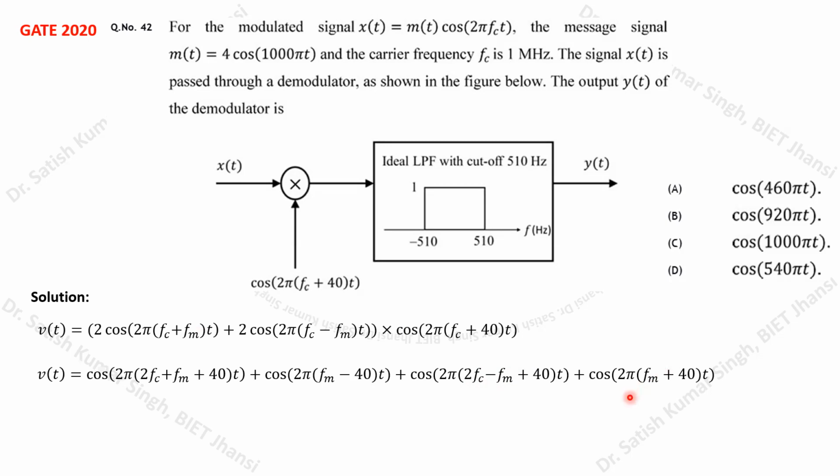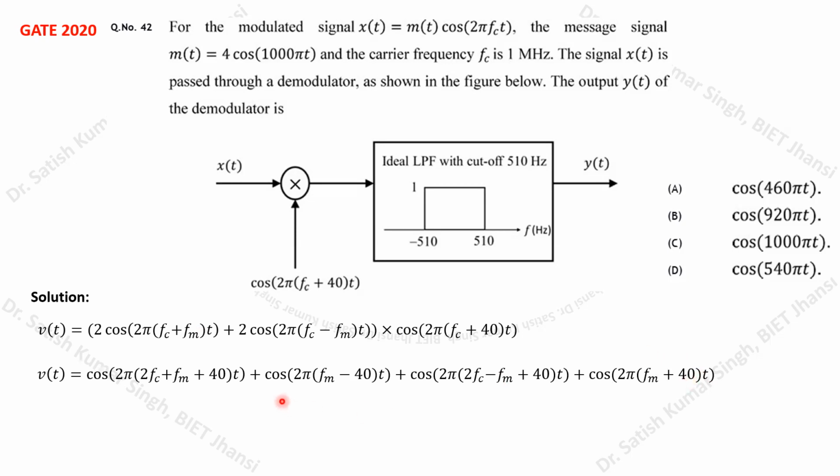Now you can see if you substitute for fm, fm is 500 Hertz. So 500 plus 40 will become 540 Hertz. Because this 540 Hertz is greater than 510 Hertz, this component is also going to be rejected, because it does not come under the passband of your low pass filter. So this component will also be rejected.